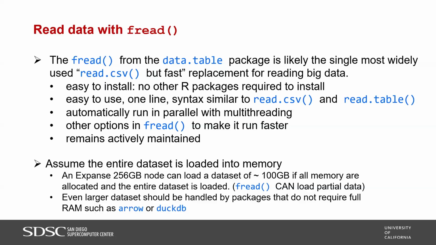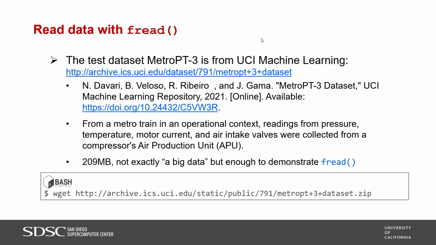That means if you have an even larger data set greater than 100 gigabyte and want to use the same Expanse node, you should choose other R packages to handle the data, like the ones I listed here, the Arrow or DB. Those packages are more complicated than the data table package, but they can well handle much larger data sets.